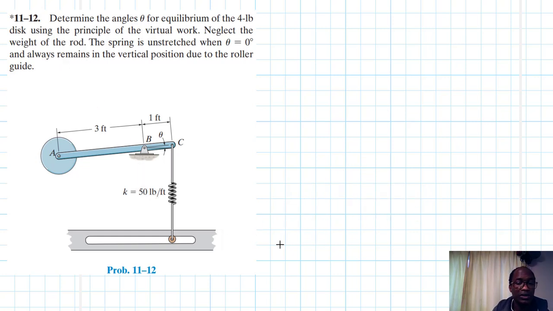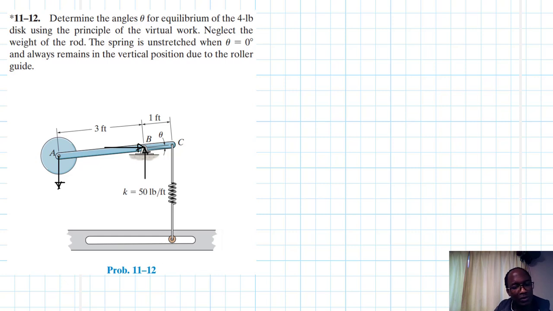All right, so first things first, we draw the free body diagram. We have a hinge at A there. So we expect two reaction forces in the vertical direction like so, and in the horizontal direction like so. And then we have the weight there for the disc.